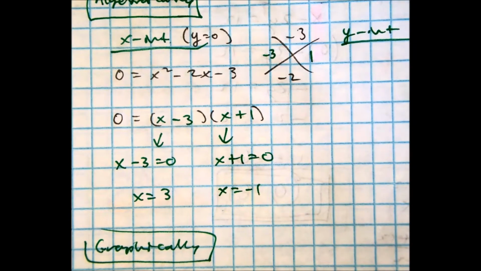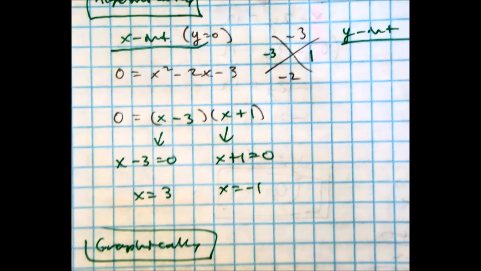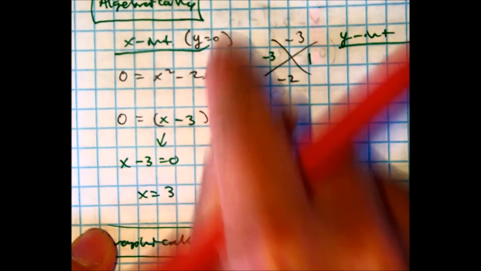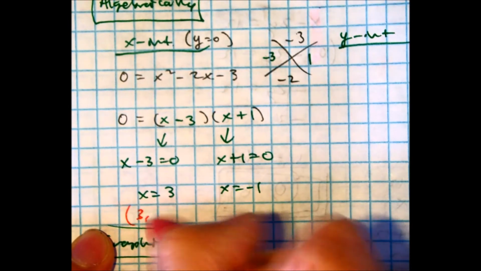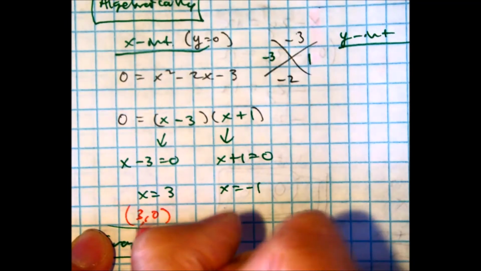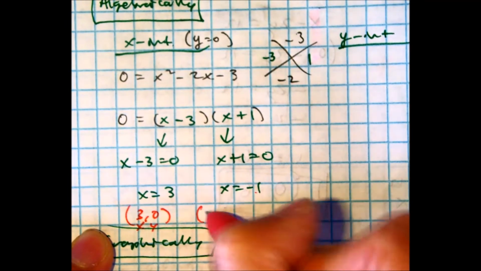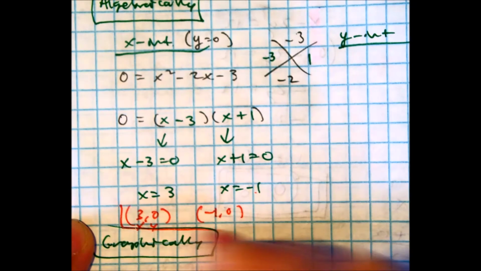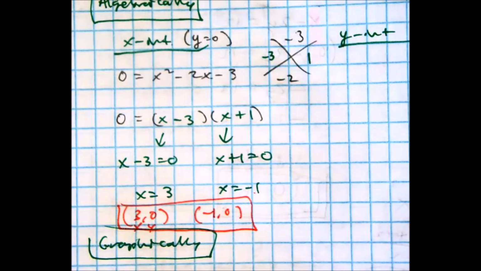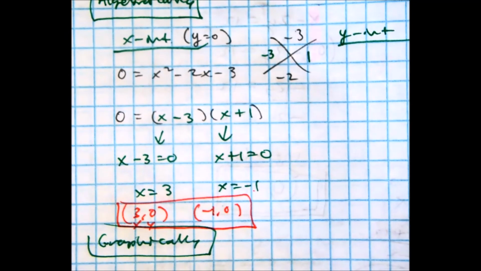Remember, these are ordered pairs. So I have 3, 0. Does that make sense? It's an ordered pair, x, y. And then I have negative 1, 0. Raise your hand if you got those. You could have used the quadratic formula, but factoring would have been the fastest.